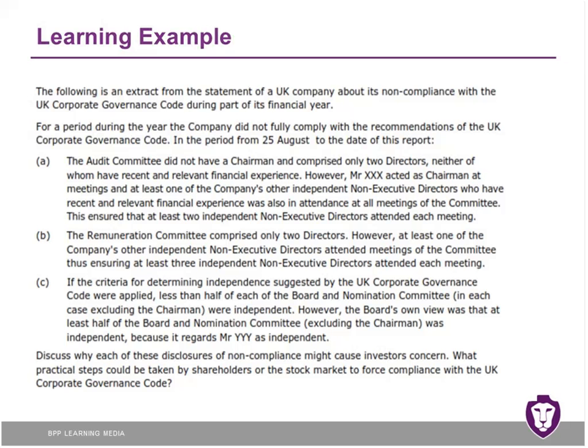So what you might get in an exam is a question like this, where you've got a series of different scenarios, and what you've got to do is to consider, in this case, why these disclosures of non-compliance might cause investors concern. All right, so it's a pretty typical sort of thing. So let's have a look. The audit committee didn't have a chairman, only 2 directors. At least one of the company's other independent non-exec directors was also in attendance. This ensured at least 2 independent non-exec directors attended each meeting.